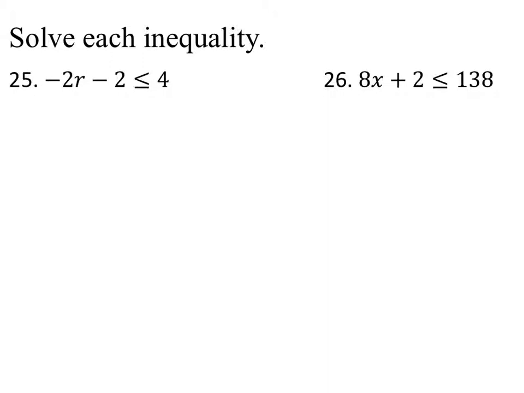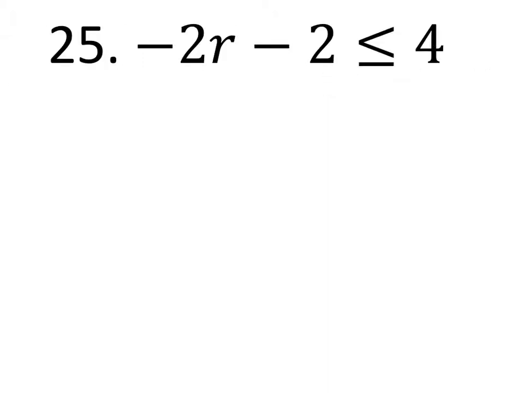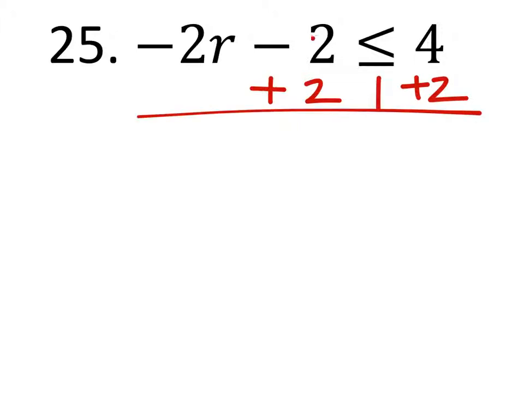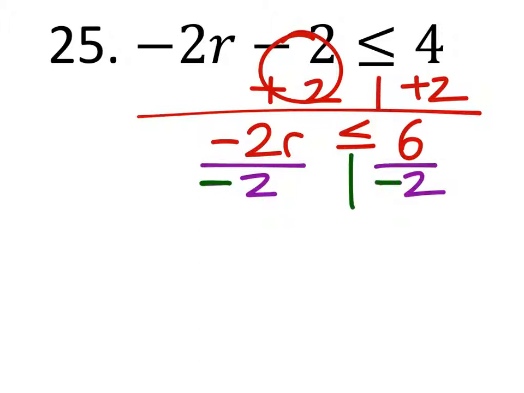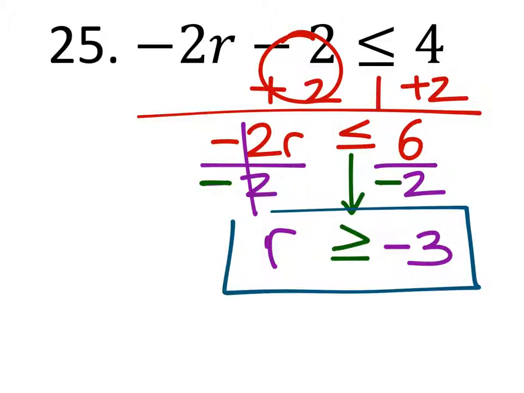Alright, hopefully you got those done. Let's go ahead and start with number 25. Again, these are going to work pretty much the same way as the last one did. I need to get rid of that minus 2 by adding 2 to both sides of this inequality. So that will zero those out. I'm left with negative 2r is less than or equal to 4 plus 2, which is 6. And finally, we'll divide both sides by negative 2. But be careful, we are dividing now both sides by a negative, so it will flip the inequality. And negative 2 divided by negative 2 is 1. We'll make that a phantom 1, so we just have r. And 6 divided by negative 2 is negative 3. And this would be our answer.